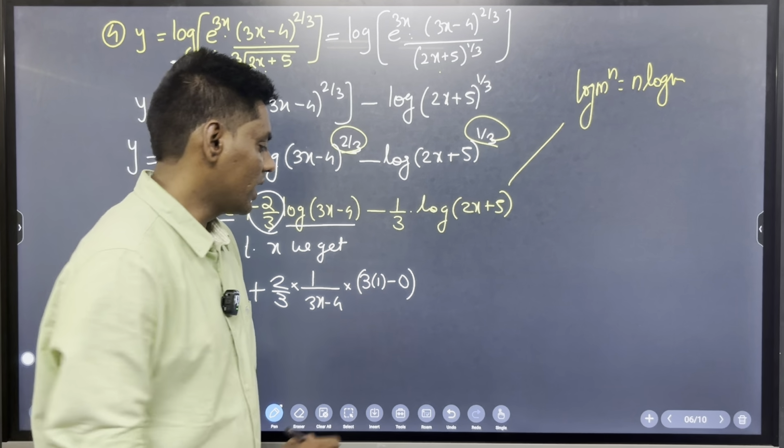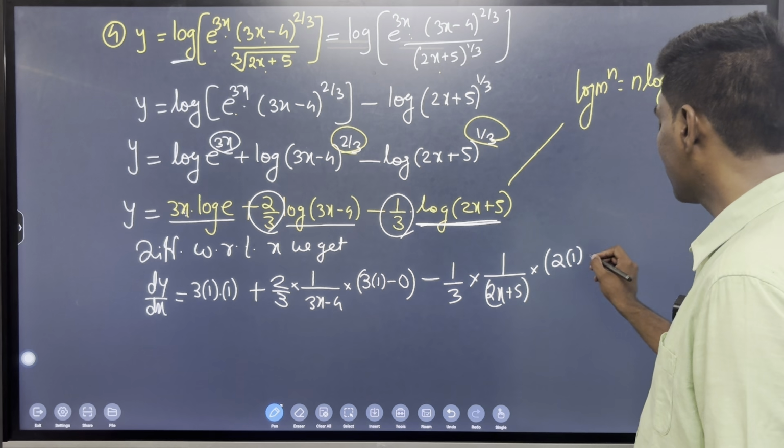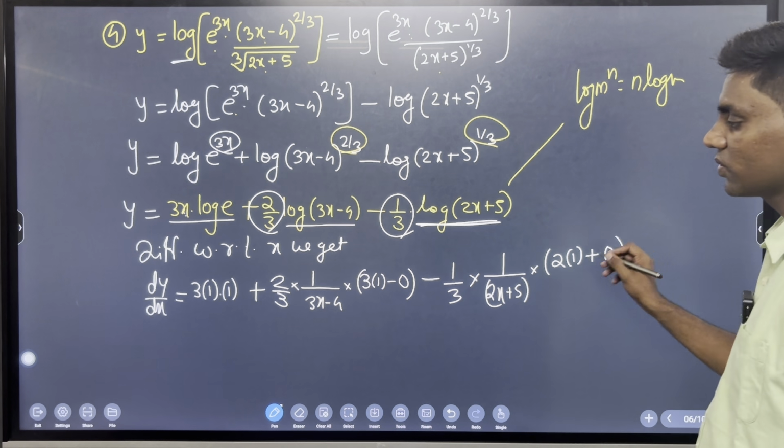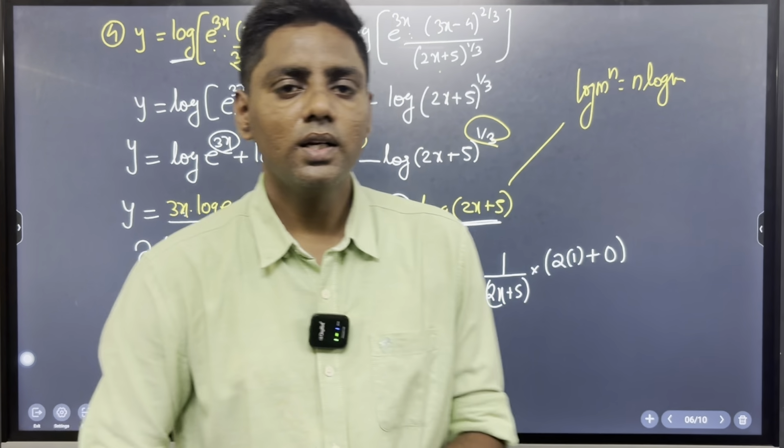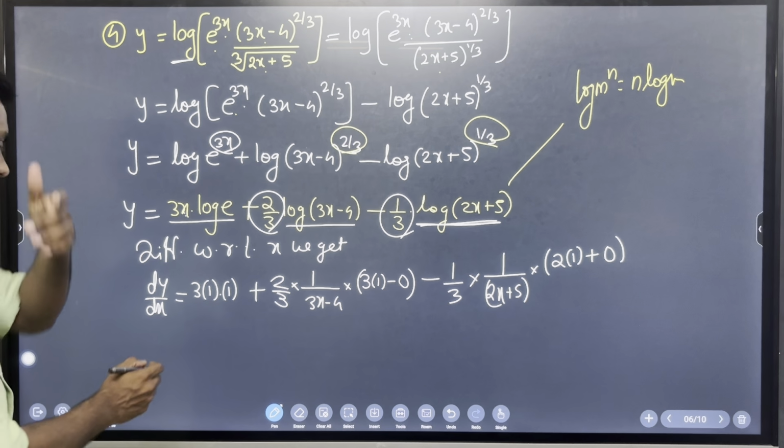So the derivative of log is 1 upon 2x plus 5. We again take the derivative of 2x plus 5. 2 is the constant, the derivative of x is 1, and the constant is 0. So we just write down the final last step and we get the final answer.